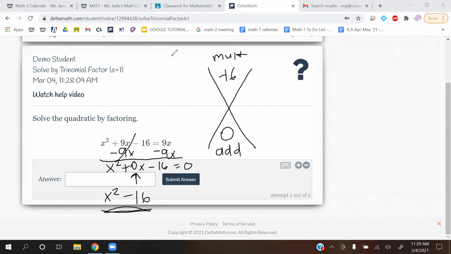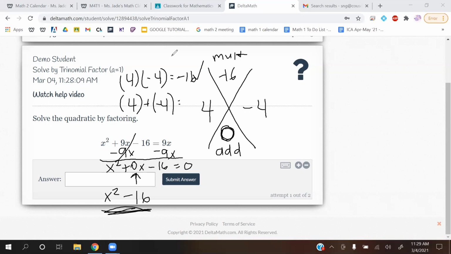Because even if you wrote it like this, there's no x term, so it's x squared plus 0x minus 16. So then therefore, this is the number you want it to add to. So then you think to yourself, what two numbers multiply to negative 16 and add to 0? 4 and negative 4. Because 4 times negative 4 equals negative 16. That works. And then 4 plus negative 4 will give you 0. So that works as well. So then our numbers are 4 and negative 4.